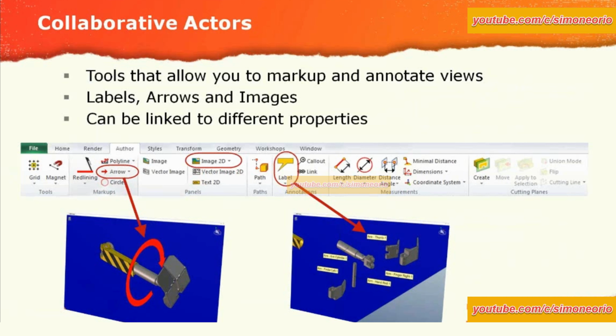Next is collaborative actors. And collaborative actors are what I like to call special effects. So we have arrows, we have those labels that we saw on the Wall-E. There are 2D images that we could input. There are measurements we could take. There are cutting planes. So we're just going to touch on these briefly, and these are things that can be linked to a particular actor or a particular property, and you'll see some of that during the demonstration.